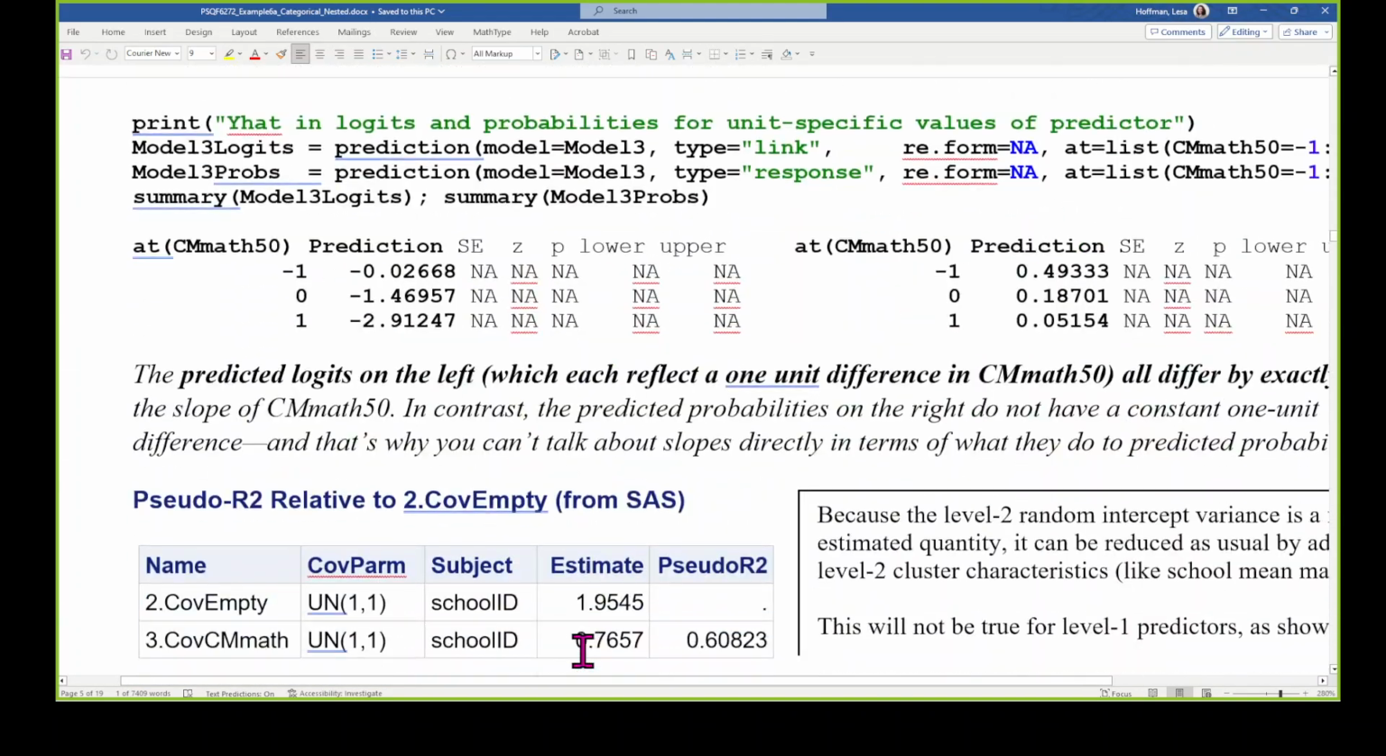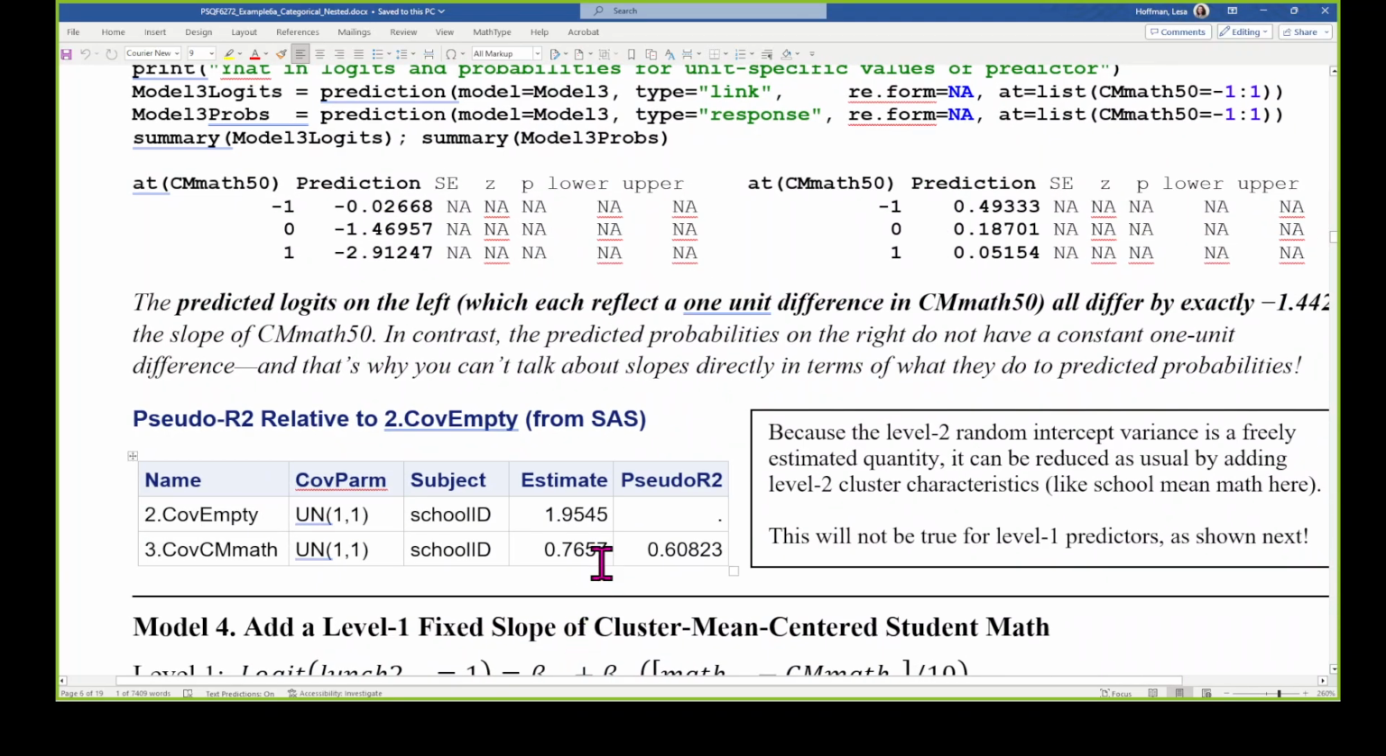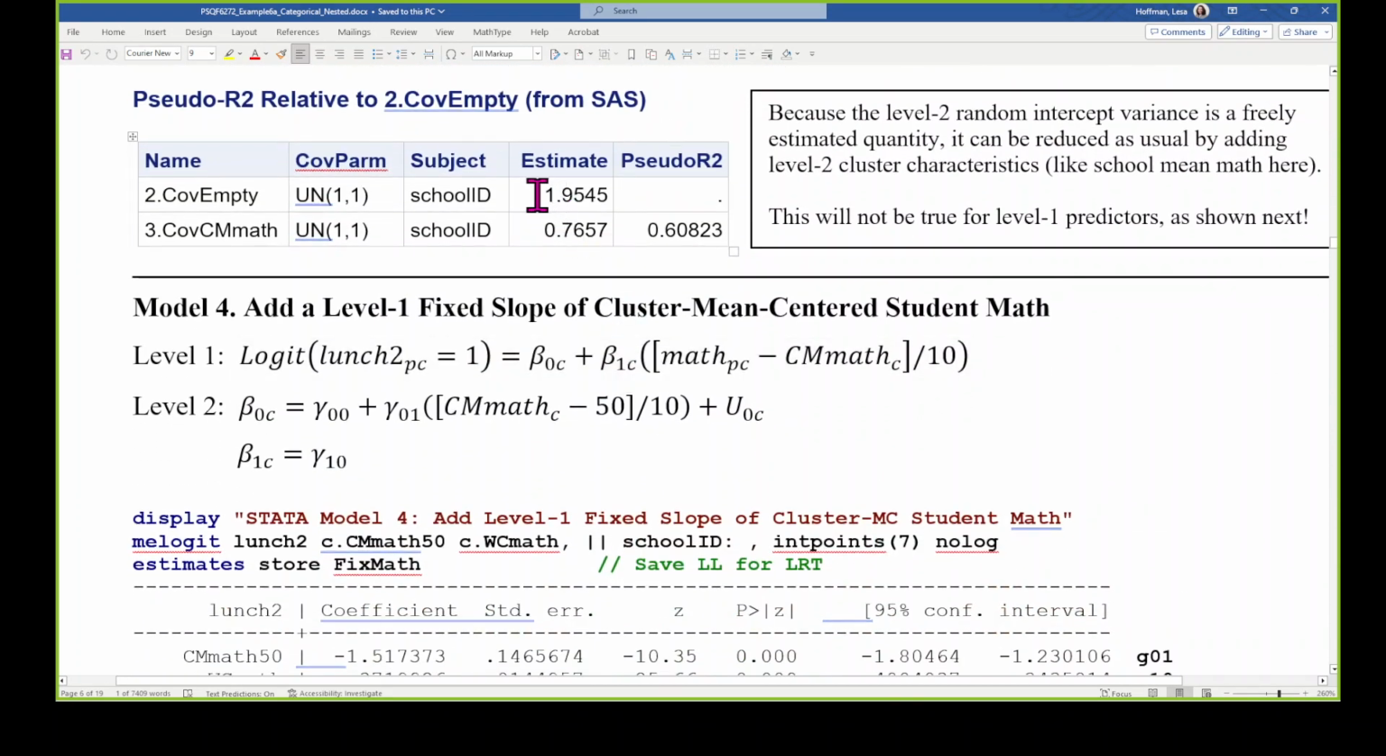And I also computed pseudo R-square for this model. So before the random intercept variance was 1.9, it's down to 0.77, which is a reduction of about 61%. So 61% of all the differences between schools in the probability of a kid getting free or reduced lunch is attributed to school mean math performance. If you were writing this for a paper, would you still calculate R-square? I would calculate a pseudo R-square for any level 2 effect, but not level 1. I would not try to do a total R-square that puts everything back together again, because you're still stuck with the 3.29 problem.